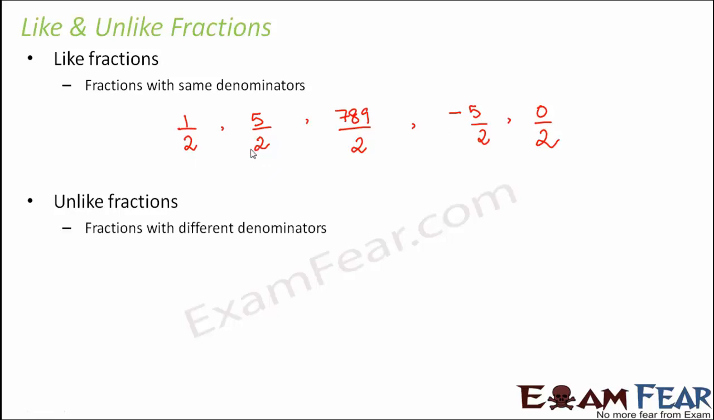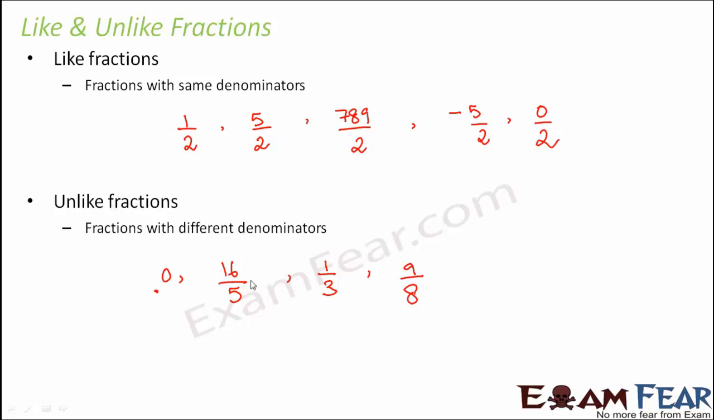Now when it comes to unlike fractions, these are fractions with different denominators. For example, 0, 16 by 5, 1 by 3, 9 by 8. So these are all unlike fractions. Anyways, 0 is a whole number, because any whole number can be written as a ratio of two integers, because 0 can be written as 0 by 1, 5 can be written as 5 by 1. But here when we are talking specifically about fractions, we are not considering the whole numbers.